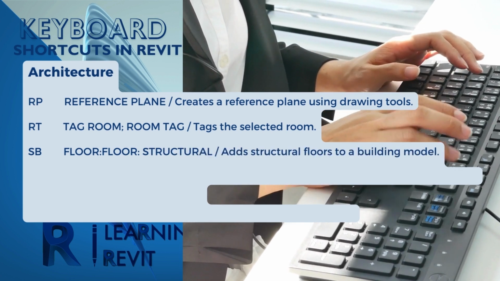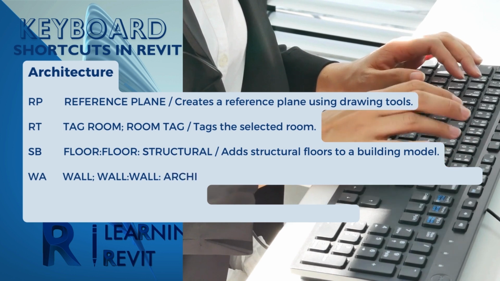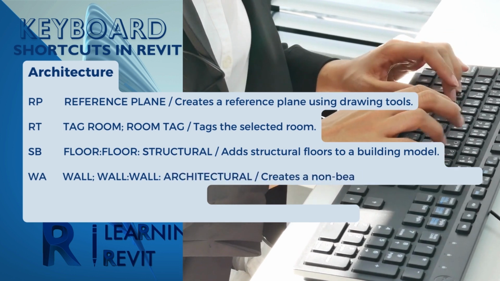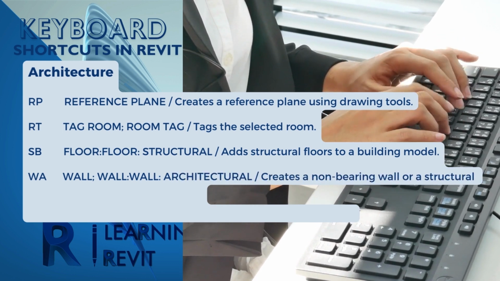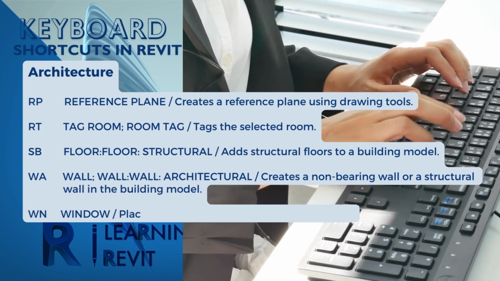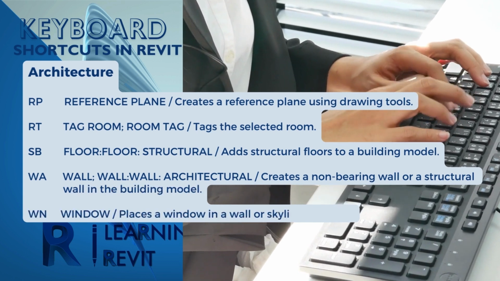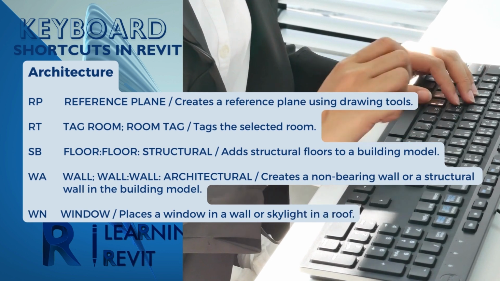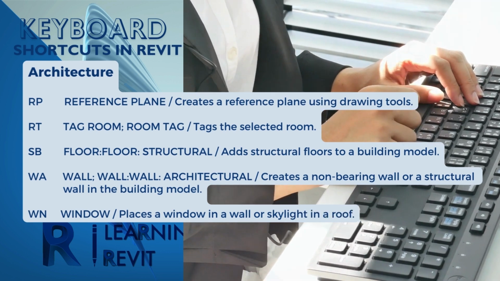SB, Floor, Structural, adds structural floors to a building model. WA, Wall, Architectural, creates a non-bearing wall or a structural wall in the building model. WN, Window, places a window in a wall or skylight in a roof.